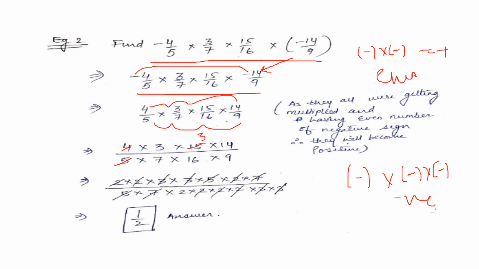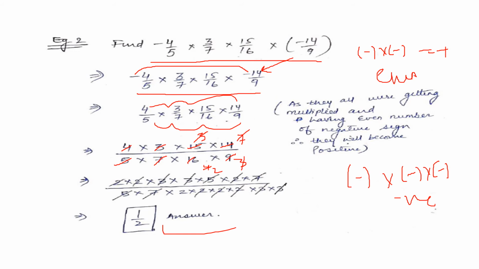Similarly 4 can cut this, 4 4s are 16. Then we have 3 3s are 9. Then we have 2 2s are 4, 2 7s are 14. Then this 7 and this 7 will cancel, this 3 and this 3 will cancel, so we are left with only 1 in the numerator and 2 in the denominator, hence the answer is 1 upon 2.